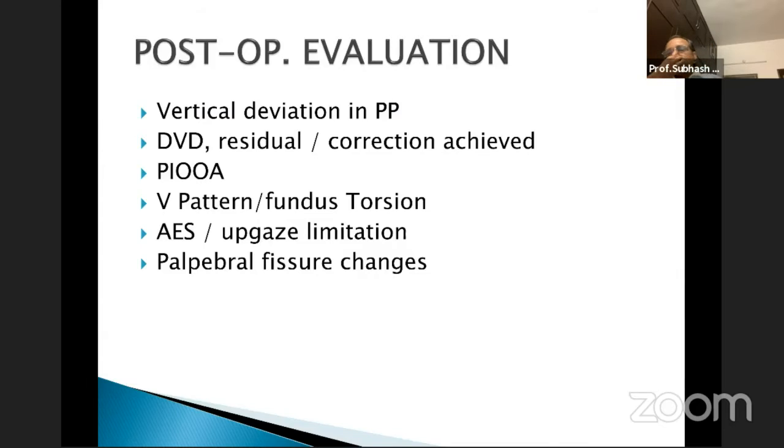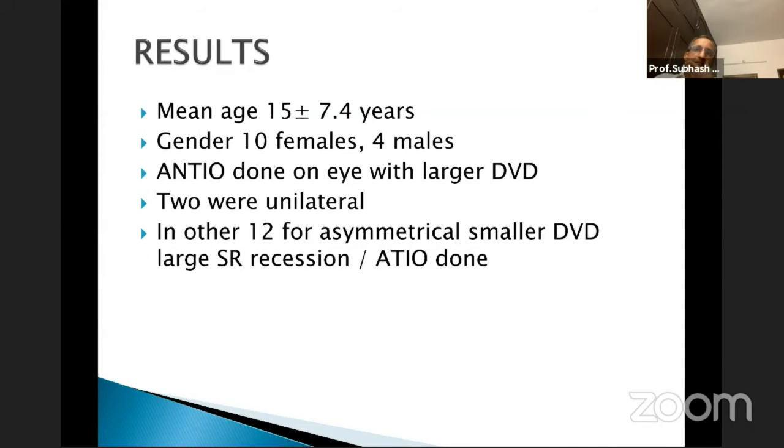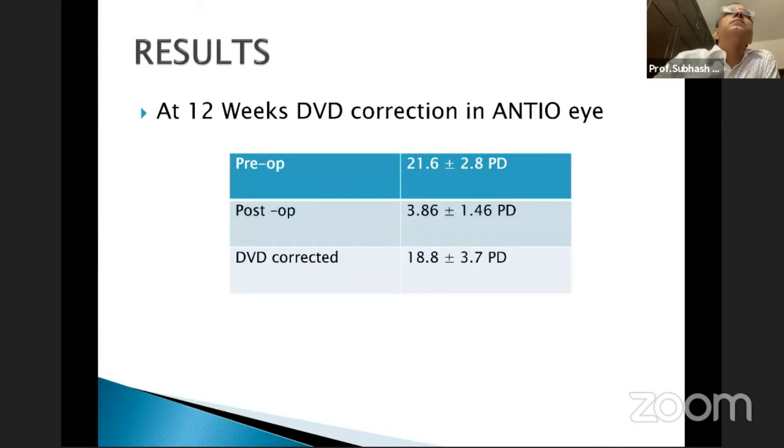Now what we saw here: vertical deviation in PP, DVD postoperatively, any residual correction achieved, primary inferior oblique overaction, V pattern, fundus changes. Now results: mean age was about 15 years, and there were 10 females. ANTIO was done on the larger DVD, and 2 were unilateral. In the other 12, with smaller DVD, we did ATIO or SR recession.